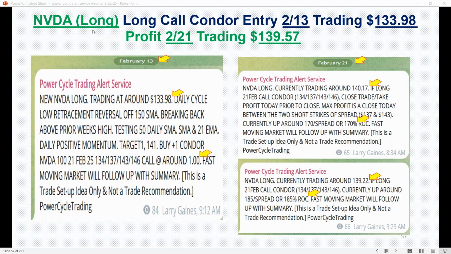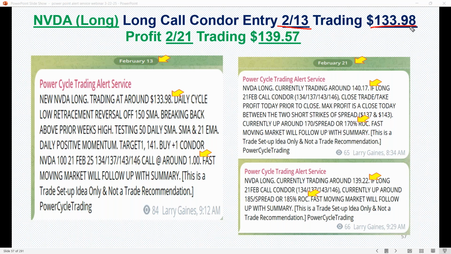And then here's a long condor. So this was one that we'd set up on NVIDIA. All right, so this was on the 13th. I mean, these are condors we've done. I'll show you some butterflies. We do all kinds of stuff with this alert service. And if you come in the trade room, a lot of times we'll be going over these trades in the trade room. But here was one that we did on NVIDIA.